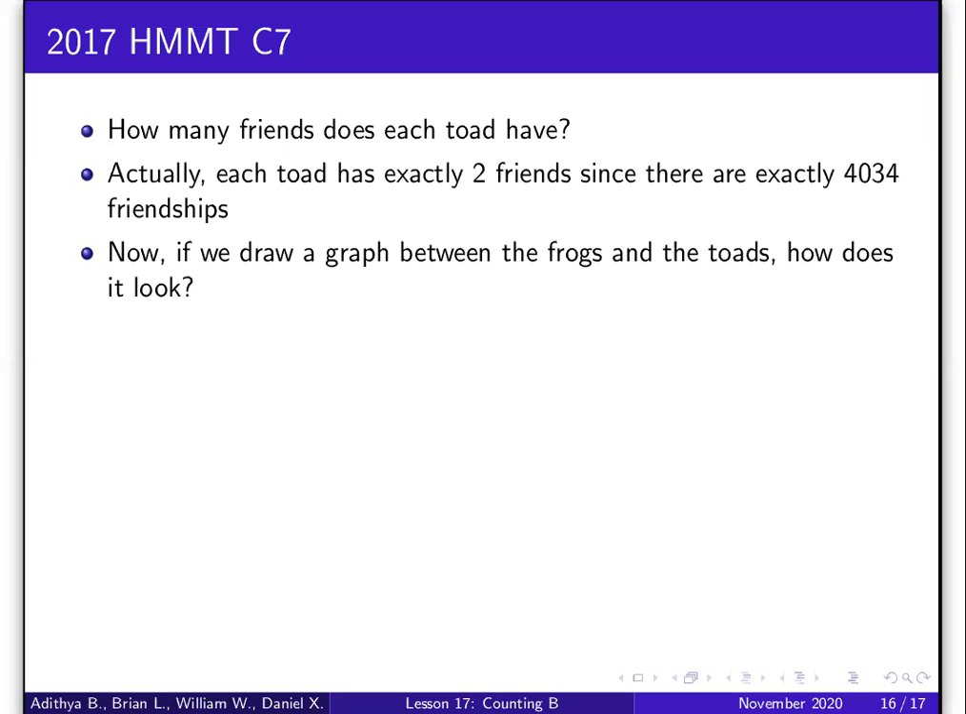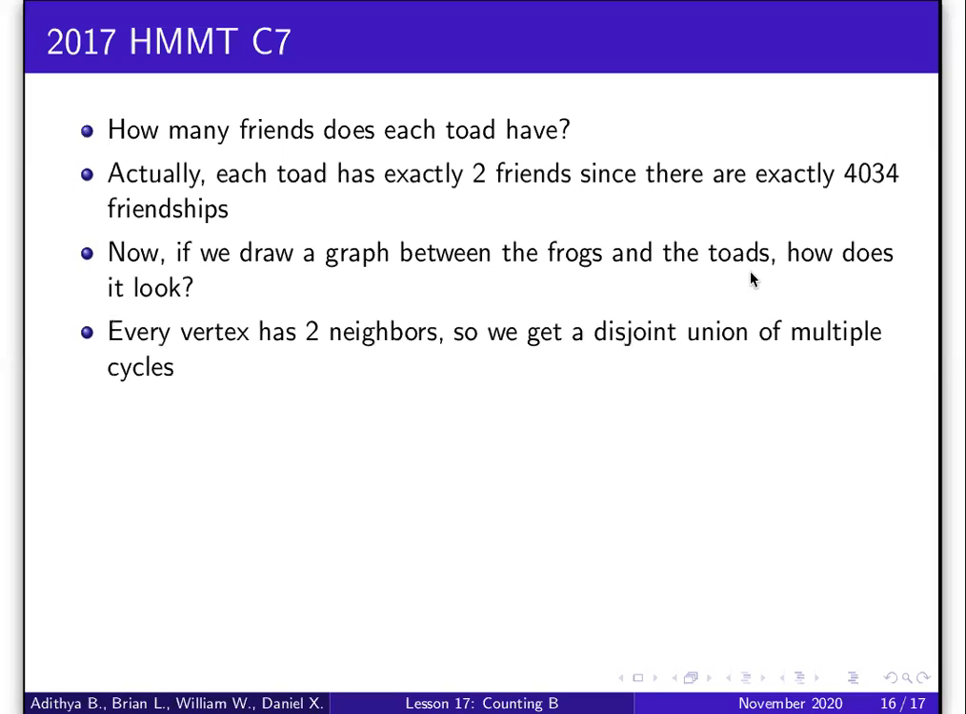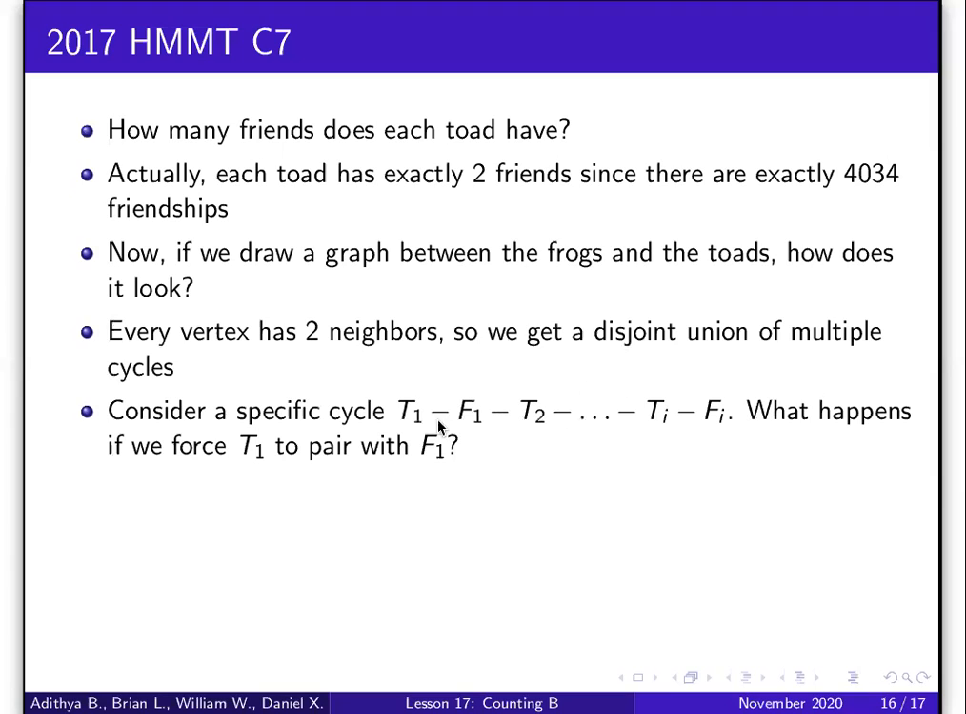So let's consider a single cycle. And let the cycle be T1, F1, T2, F2, all the way to Ti, Fi, where T1 denotes the first toad in the cycle, Fi denotes the final frog in the cycle. And of course, Fi and T1 are connected since it's a cycle. So now T1 is friends with exactly F1 and Fi. So one of these is going to have to be paired with it in its end state. So what happens if we force T1 to be paired with F1?